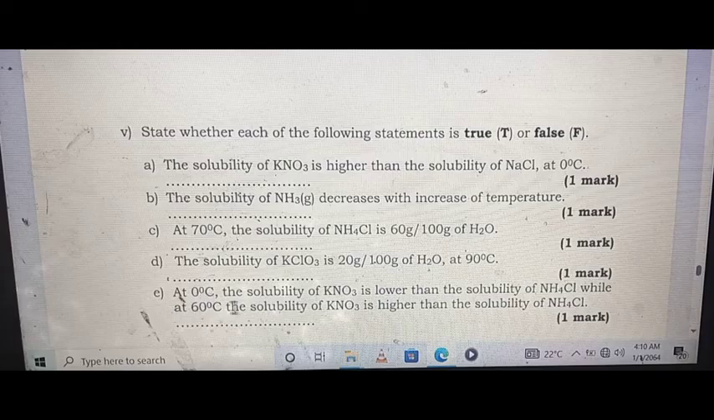E. At 0 degrees Celsius, the solubility of potassium nitrate is lower than the solubility of ammonium chloride, while at 60 degrees Celsius, the solubility of potassium nitrate is higher than the solubility of ammonium chloride. The correct answer is true.